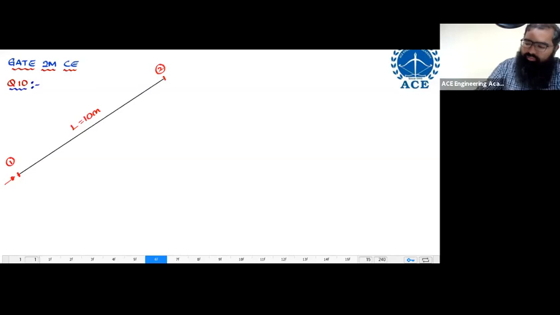Furthermore, he goes on to say that the angle of inclination over here is equal to 30 degrees. This angle over here is equal to 30 degrees. He says the diameter of the pipe is equal to 10 mm. So convert everything in SI units so that you don't have a problem later on. Diameter is equal to 10 mm.